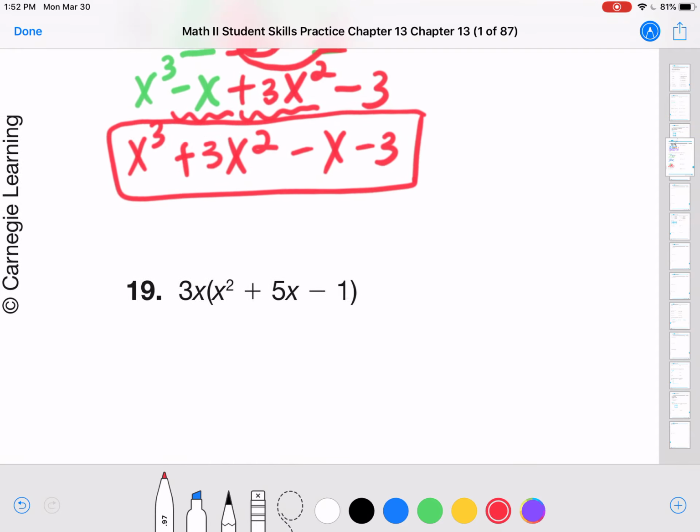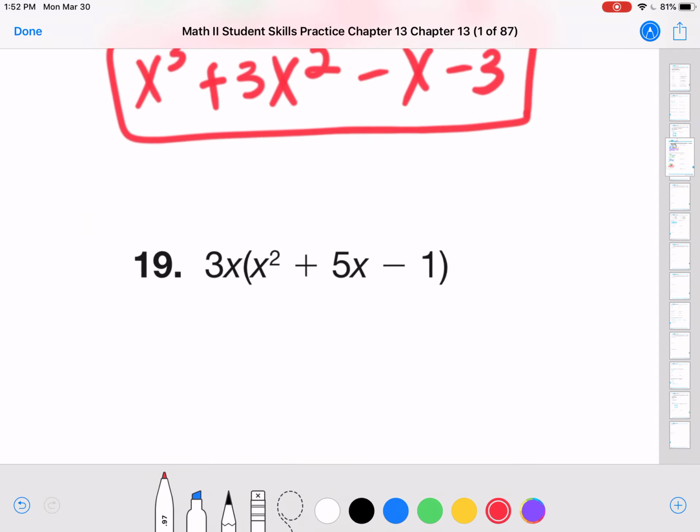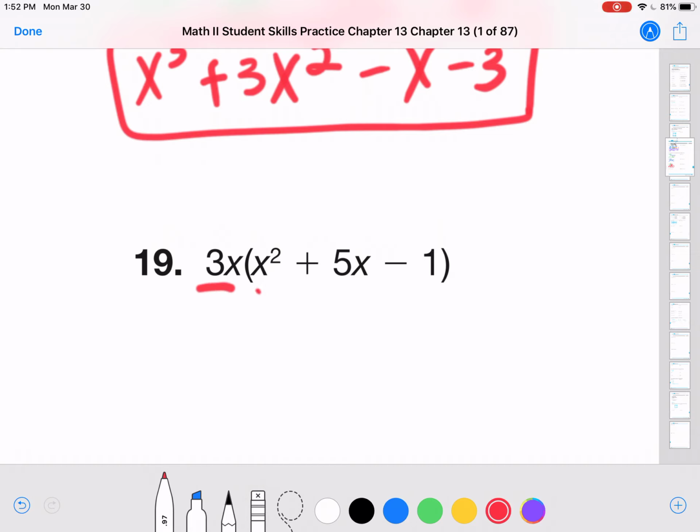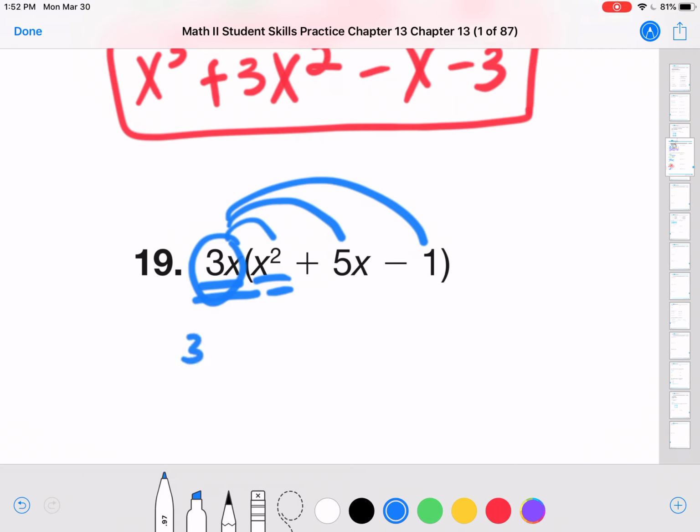Okay. Number 19, you can also have a monomial multiplied by a trinomial. So sometimes you'll have one number multiplying to 3 terms. You'll just have to distribute 3 times. So this 3x is going to get multiplied 1, 2, 3 times. Okay. So 3x times x squared is going to be 3x cubed.